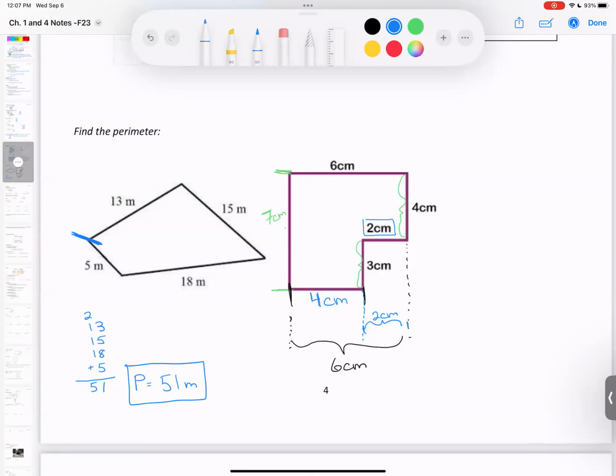Now we have all of our lengths, so let's add them together. So I'm going to start right here, but you could start anywhere. So we've got 6, 4, 2, be careful with these, it's easy to forget one, 3, 4, 7. Okay, and feel free to use a calculator, or it's fun to try to do it without. 10, 12, 15, 19, 26 centimeters.